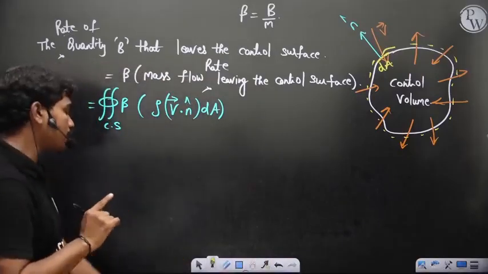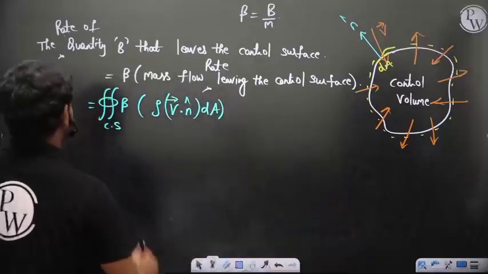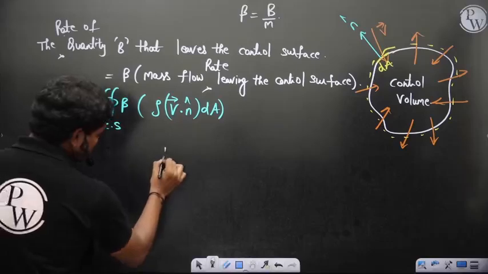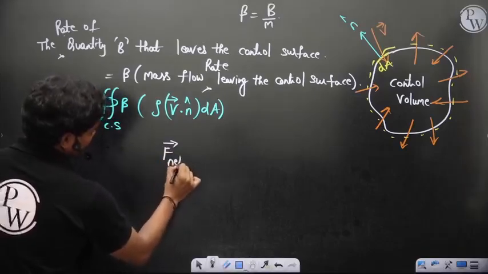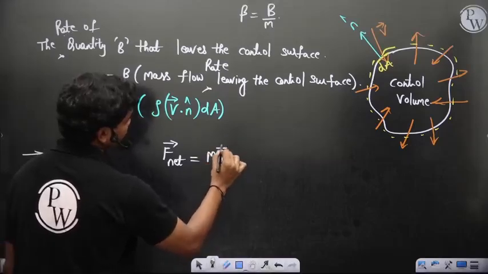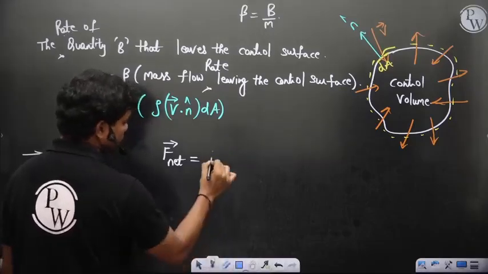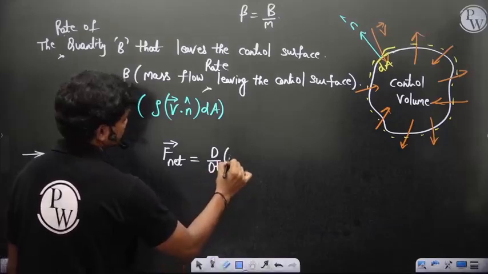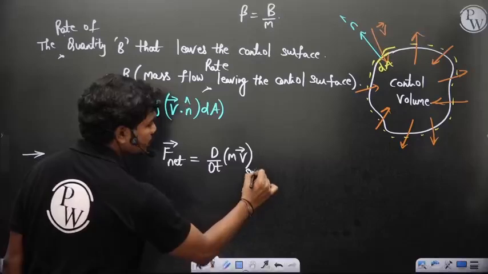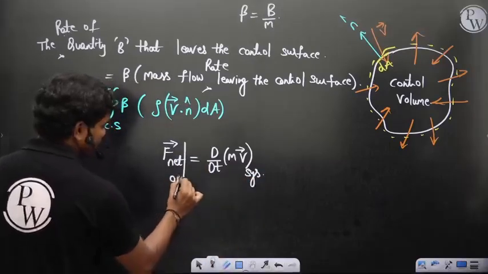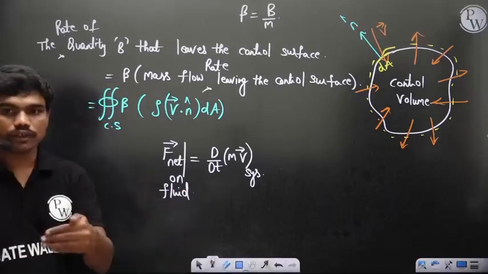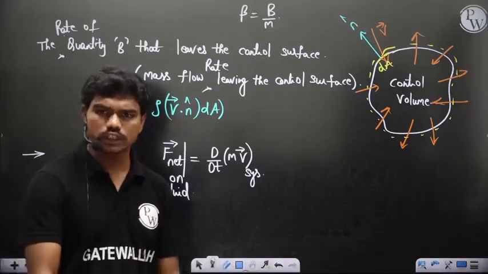Look, let's come back to the case of Newton's second law of motion. When you apply Newton's second law of motion, F net acting is equal to mass into rate of change of momentum. But the body should have some mass, so this is basically on the system, on the fluid, is equal to the net force acting on the fluid. Yeah, dS also, right, anything you can use, just a notation.